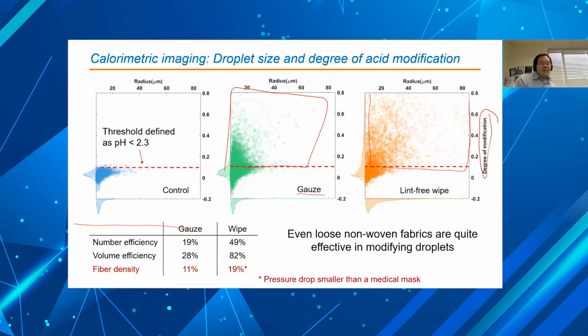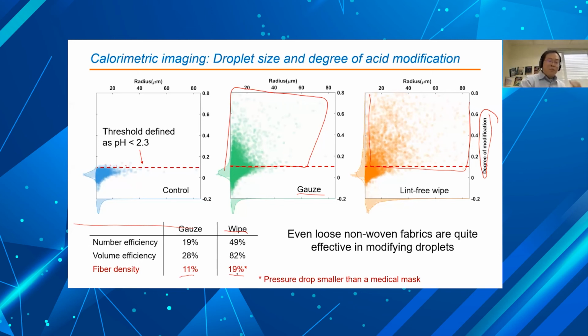So here are the statistics. The medical gauze has just about 11% fiber density. If you try to breathe through a medical gauze, it's very easy. If you try to measure the pressure drop, it's barely measurable. And the clean room wipe has about 19% fiber density, and the pressure drop is even smaller than a common medical mask.